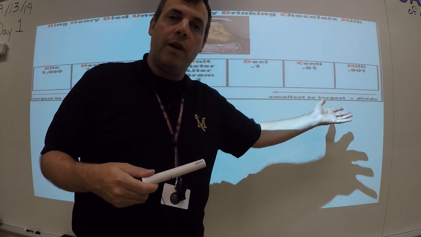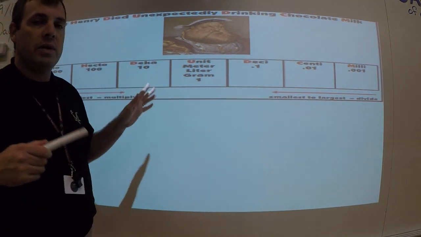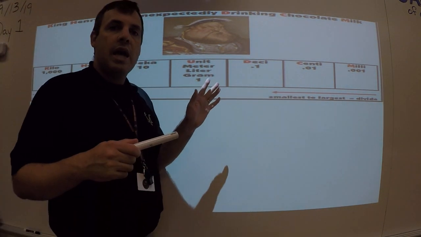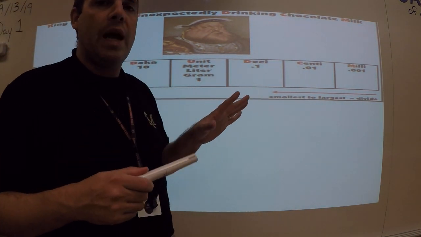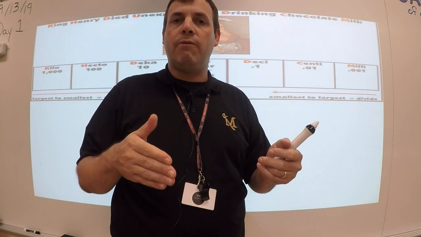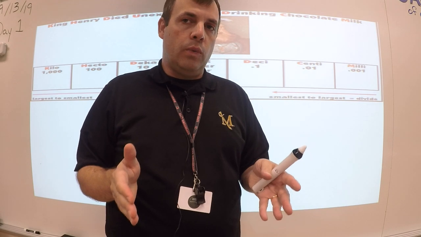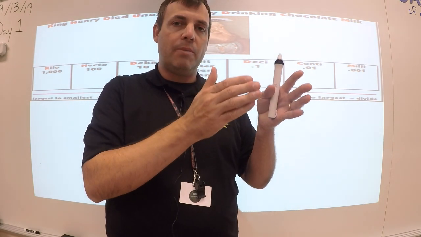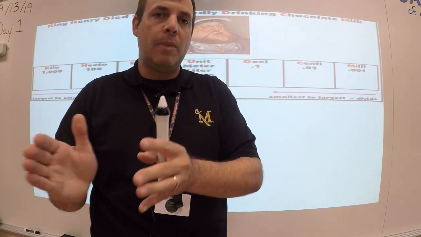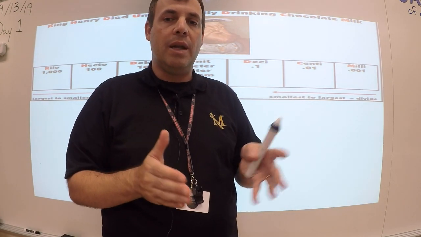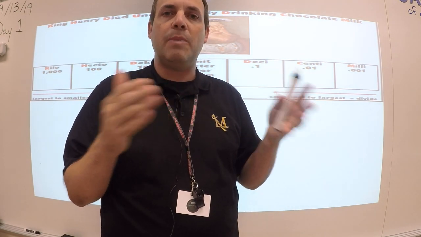So we have our King Henry picture up here. And what I'm going to use this picture up here to do today is to actually describe how you convert within the metric system. And this only works when you're in the metric system. So when you're going from something that is metric to something else that's metric, this is the only method, not the only method, but it's the only way that this method will work.